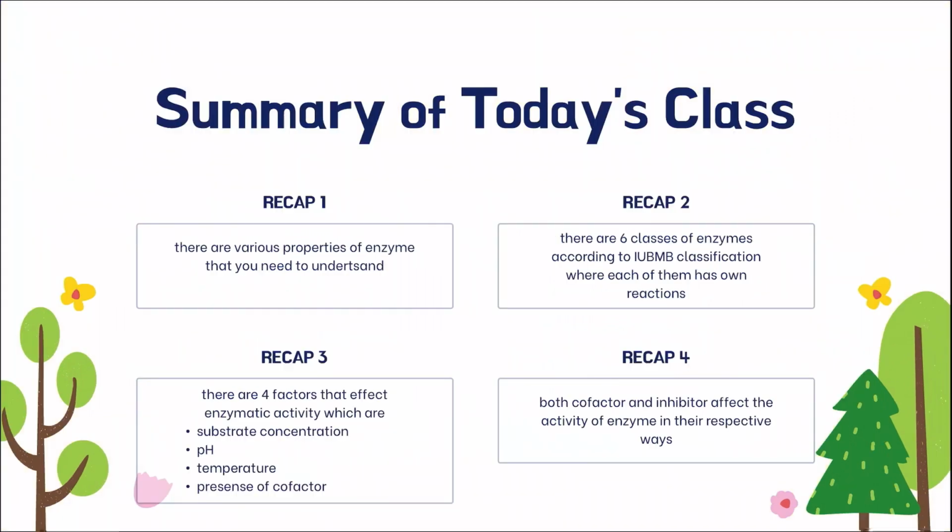So, for today's class, basically you have learned about the various properties of an enzyme that need to be understood. Number 2, there are 6 classes of enzymes according to IUPMB. Number 3, basically there are 4 factors that affect enzymatic activity, which are substrate concentration, pH, temperature, and presence of cofactor.